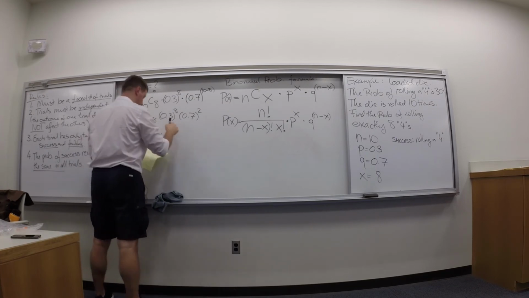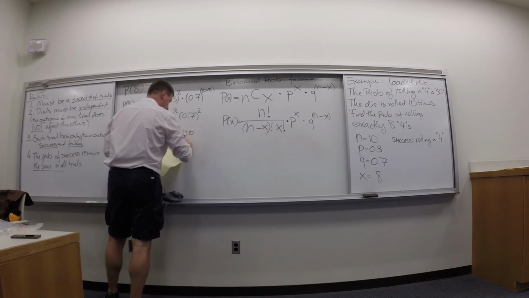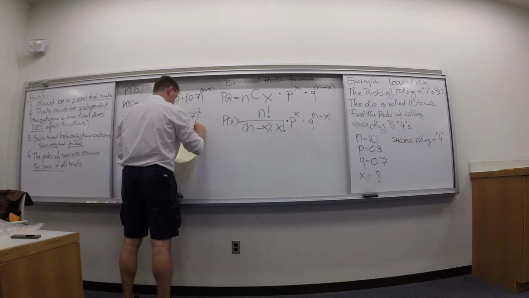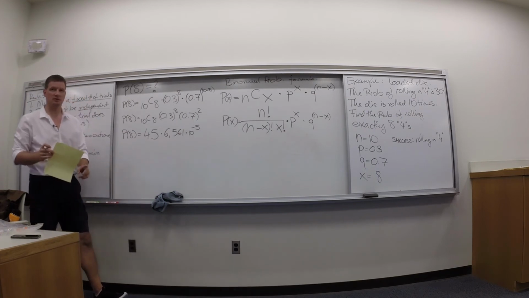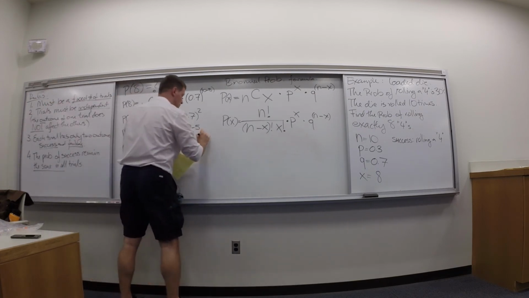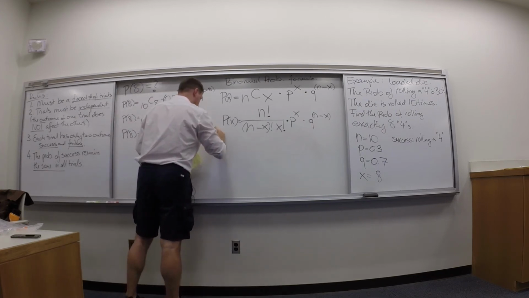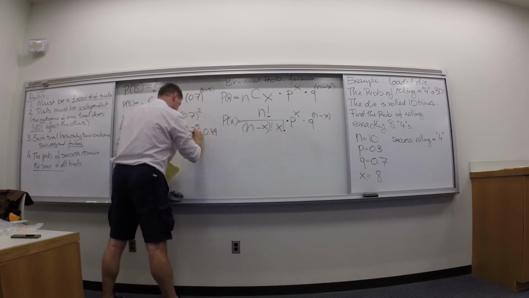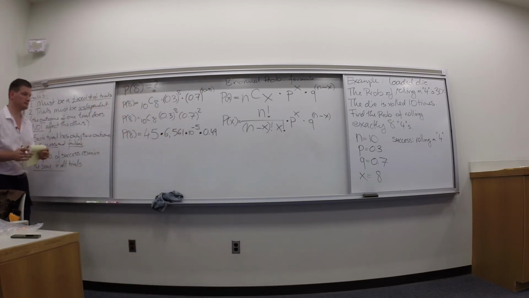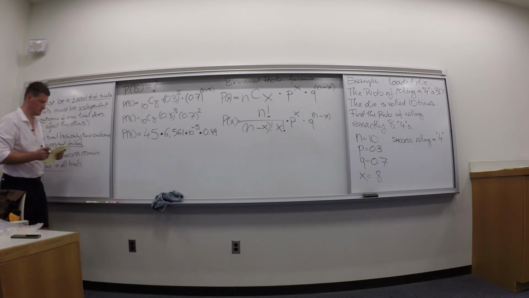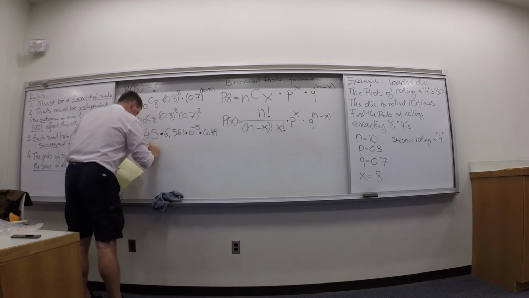Times this. Now this is 6.561 times 10 to the negative fifth. And I'm putting a lot of decimal places here because if you start rounding, you're going to start losing things. And then you multiply this times 0.7 squared, so 0.49. The big dots are just for multiplication, so it's easier to see. So probability of 8 comes out to be 0.